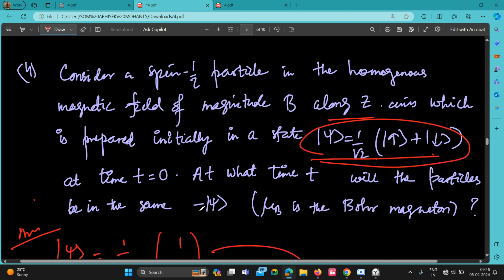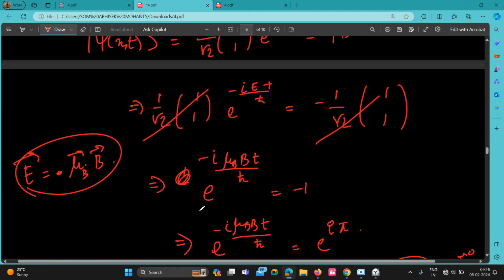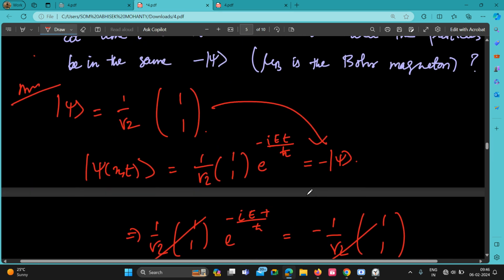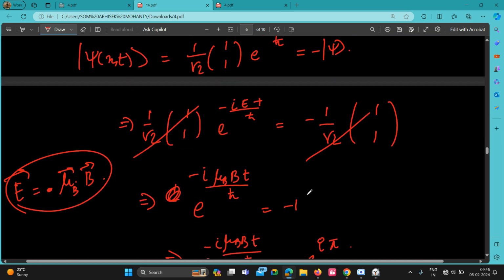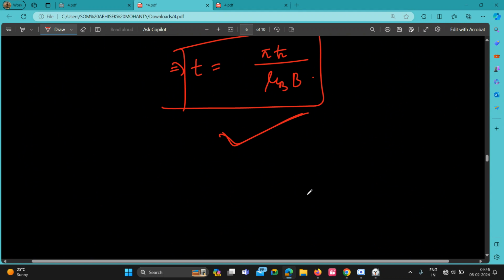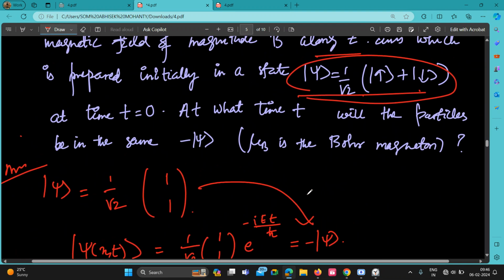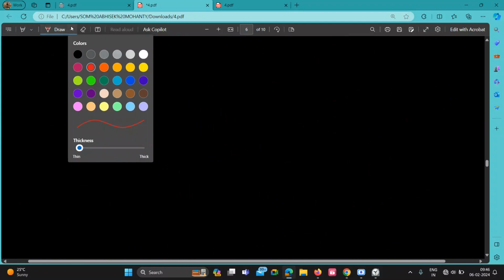Alright, that's the answer. I didn't write the options, it's alright. I hope you understood. We just have to write the wave function at time t, that is minus psi, and just do the solution. So this was question number 4. Now question number 5.